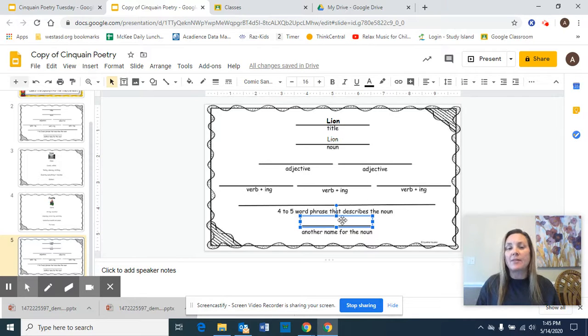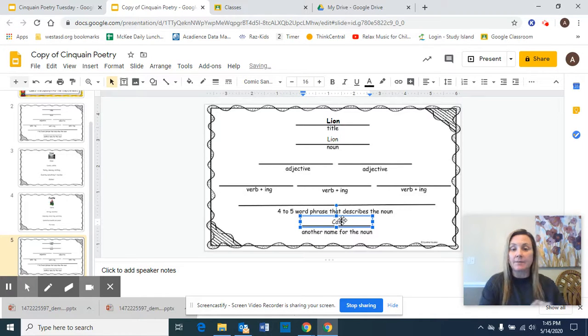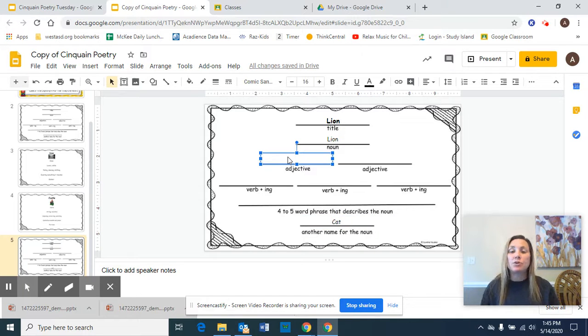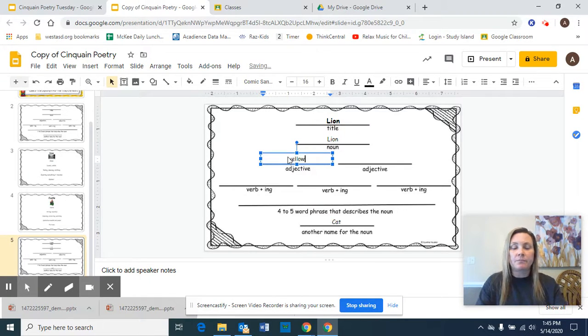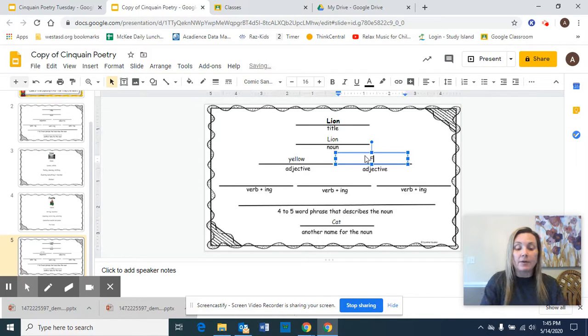We're talking about lion. Let's think about what is another name for a lion. First thing that comes to mind for me is cat. All right, now I'm going to go up to my adjectives. I'm going to think of 2 words that describe a lion. I know that a lion is yellow, and a lion also has a lot of fur. So I'm going to put furry.